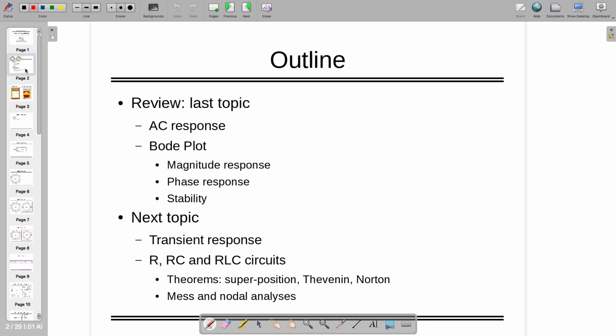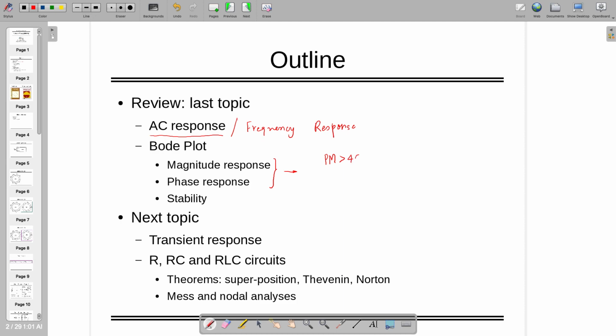So previously we learned AC response, or you can say the frequency response. In frequency response, we are interested in two kinds of responses. One is called magnitude and one is called phase response. Combining these two is going to tell me whether my system is stable or not. Stability depends on one fact, phase margin.